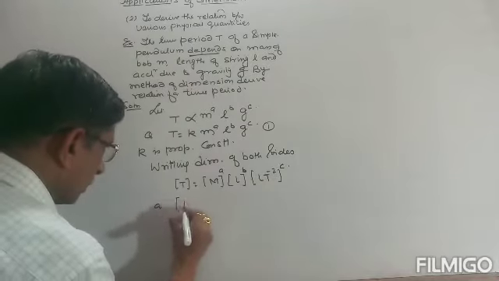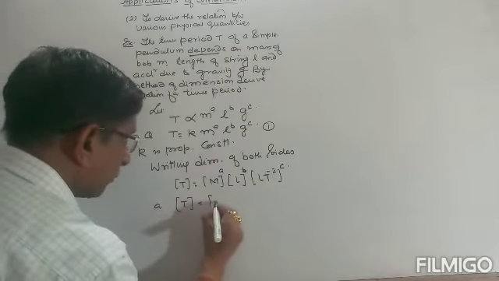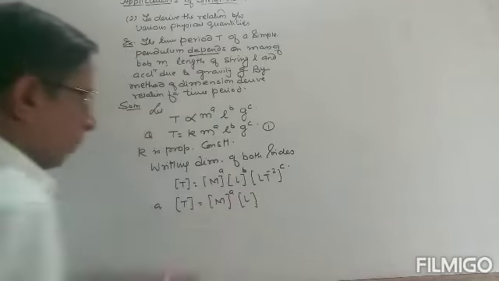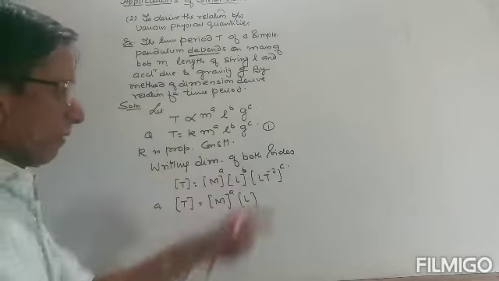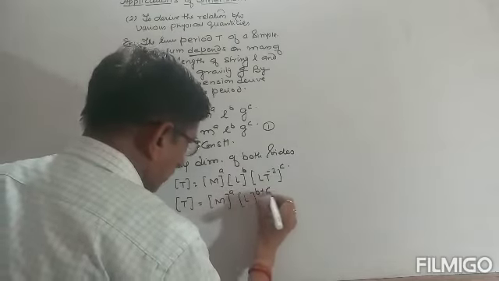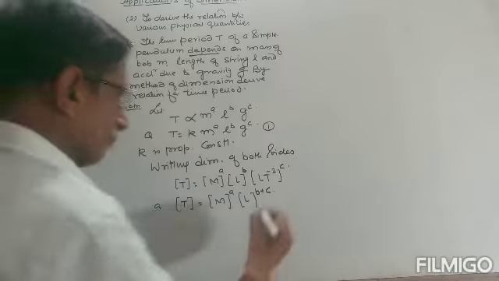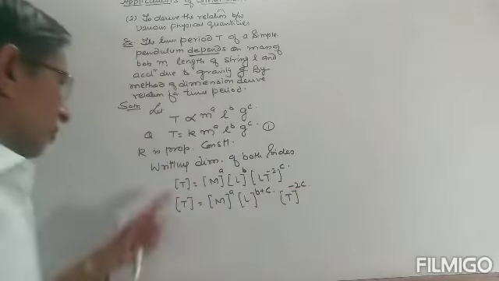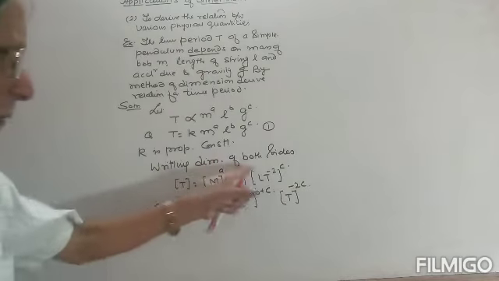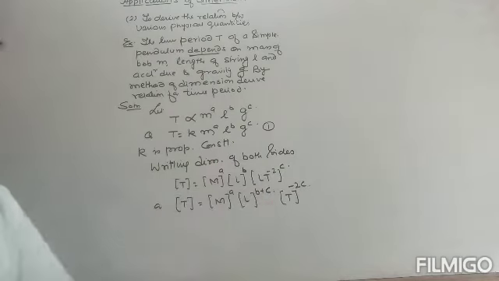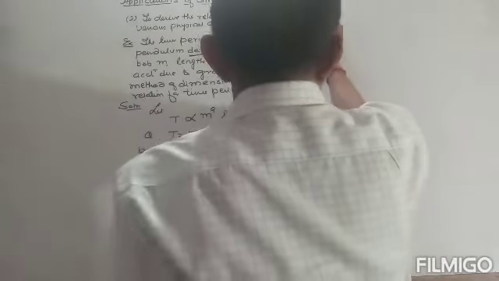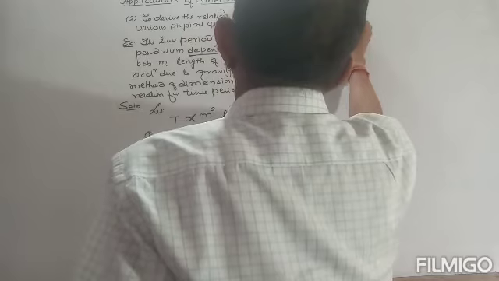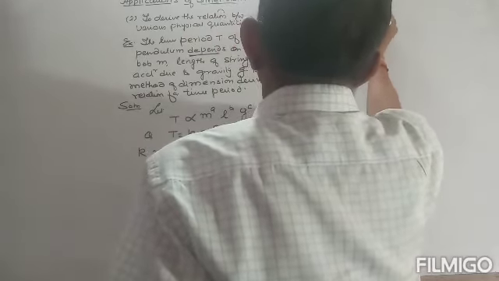Or T is equal to M to the power a, L to the power b, here is the power c. In multiplication, powers are added. So b plus c. Time T, T to the power minus 2c. So T equals M power a, L power b plus c, and T power minus 2c. After that, compare both sides.